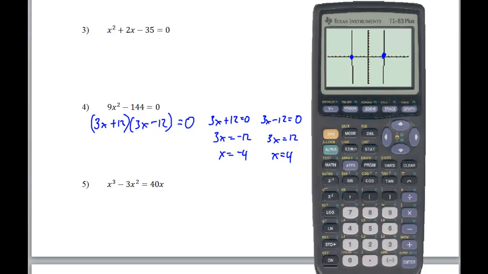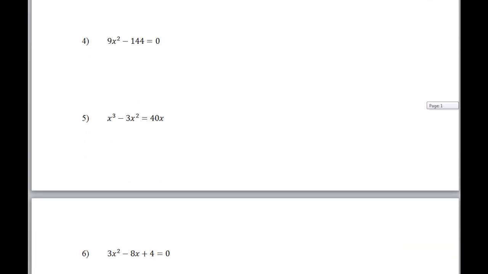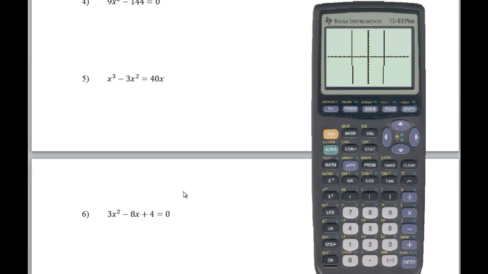Now, the next problem needs a little bit of manipulation before I get started. What I have to do for problem number 5 is move the 40x to the other side. So when I type in this equation, it's going to be x cubed. Now use the caret key above the division sign to put your little 3 there in the corner, minus 3x squared minus 40x.